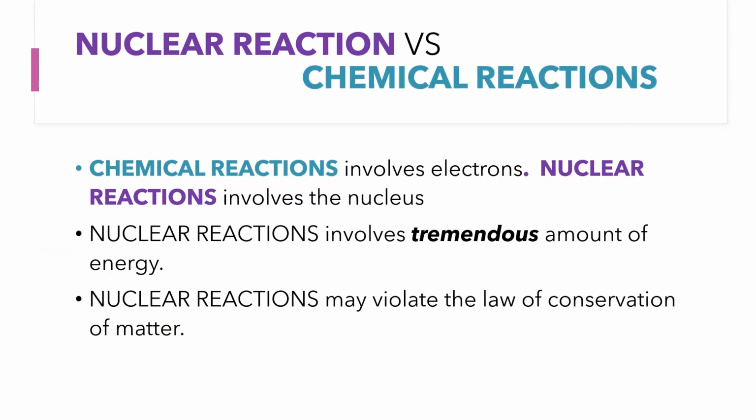So nuclear reaction versus chemical reaction, just what I stated earlier. So a chemical reaction involves electrons, nuclear reaction involves the nucleus. So yun ang difference nila mainly. And nuclear reaction involves tremendous amount of energy. So in a normal chemical reaction, hindi compared to the nuclear reaction, hindi ganun kataas ang energy na involved. Pwedeng comparatively low with the chemical reaction.